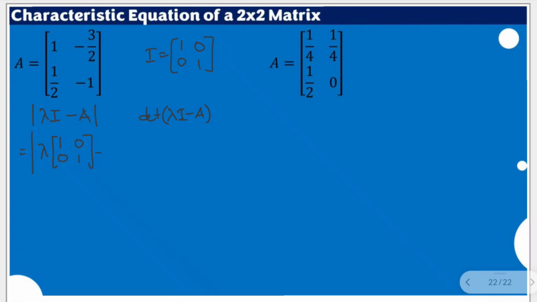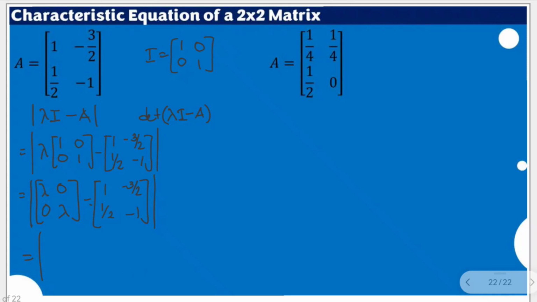Of course, we have two different matrices A here, but for the first, let's just simply use this one here. So you have 1, negative 3 halves, 1 half, and negative 1. So step by step, you will have lambda, 0, 0, and lambda, minus, again, 1, negative 3 halves, 1 half, and negative 1. So this would be the final form.